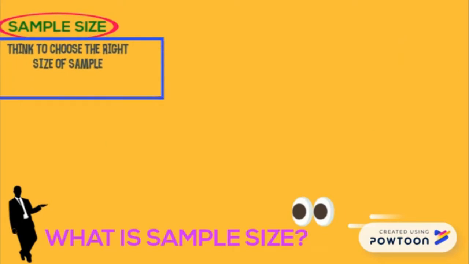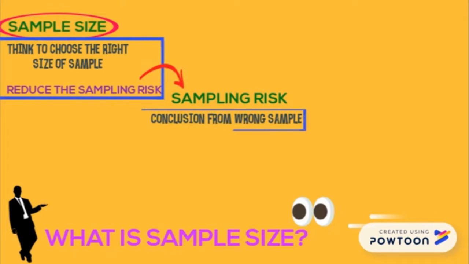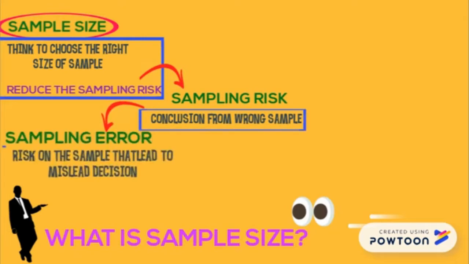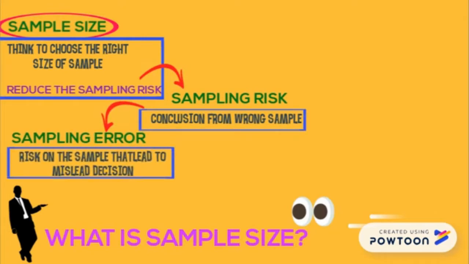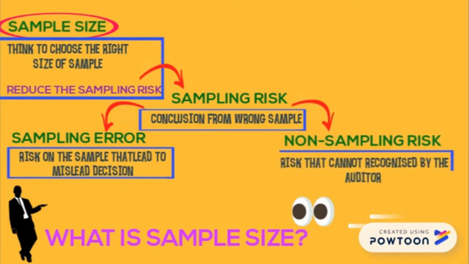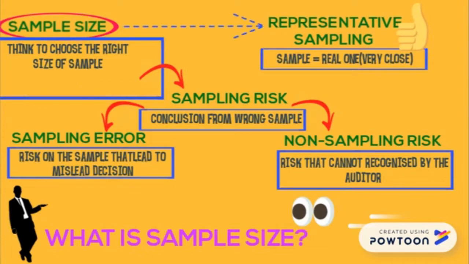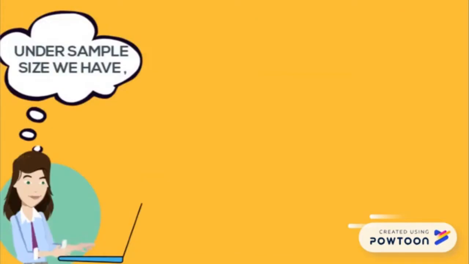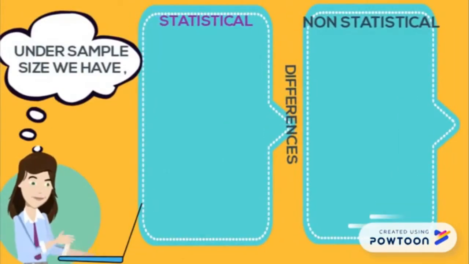Sample size. Think to choose the right size of sample to reduce the sampling risk. Sampling risk is where the conclusion is from a wrong sample. Sampling error is risk on the sample that leads to a misleading decision. Non-sampling risk cannot be recognized by the auditor. Representative sampling means the sample equals the real one, very close. Under sample size: statistical and non-statistical.